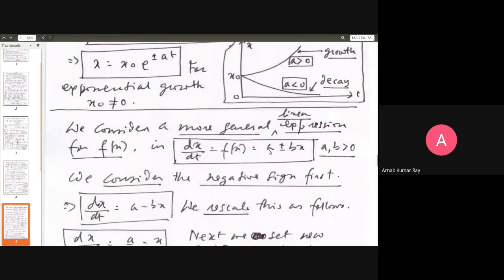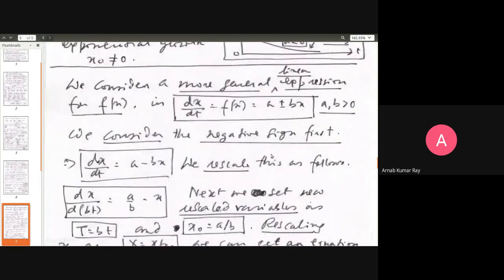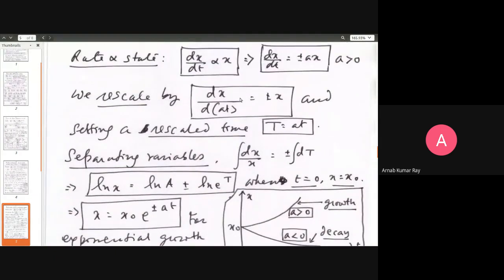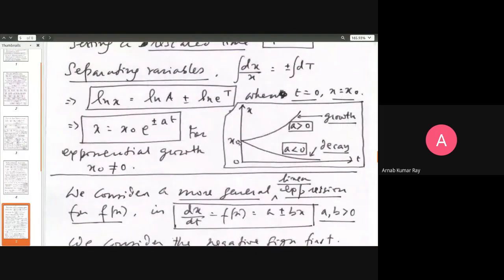Now we consider a more general expression. So we had a plus minus ax. Now we will have a more general expression, dx dt is equal to f(x), a plus minus bx. By the way, later when you do radioactive decay, this equation will be very important. Dx dt is equal to minus ax, decay. You start with an initial value of a certain radioactive element, and then as time grows, it goes on decaying, right? So please make a note of that.